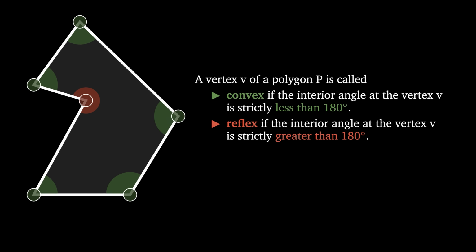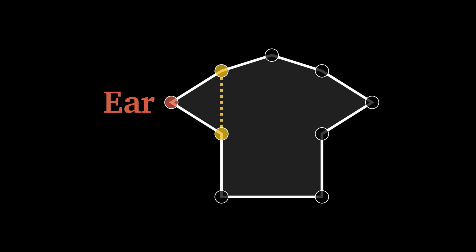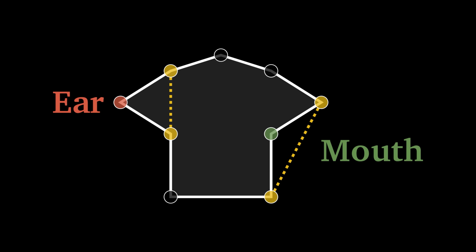Other important kinds of vertices are, for instance, ears and mouths. An ear refers to a vertex for which the connecting segment between its consecutive neighbors lies entirely inside the polygon. A mouth, on the other hand, is a vertex for which that diagonal lies entirely outside the polygon, creating a concave indentation. And be aware that not every vertex of a polygon is necessarily an ear or a mouth. In fact, it is easy to construct a polygon such that the diagonal between a vertex's two consecutive neighbors lies neither entirely inside nor entirely outside the polygon.